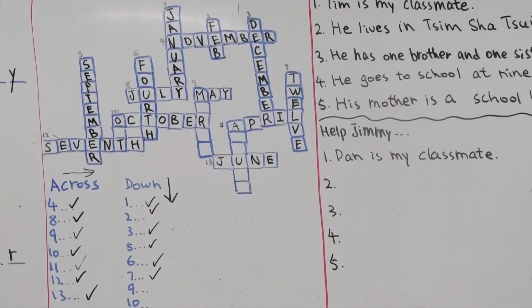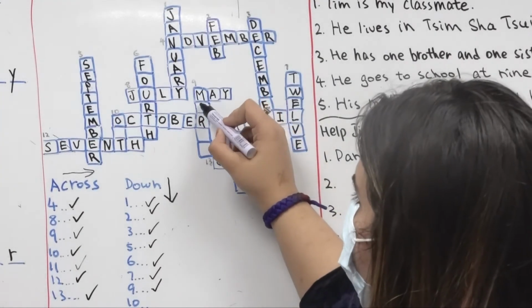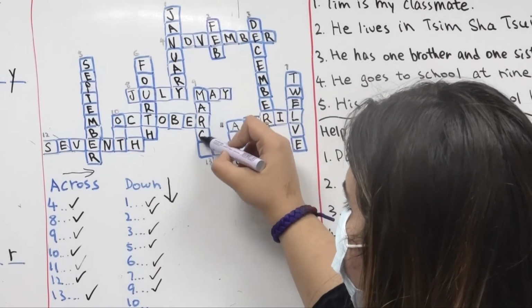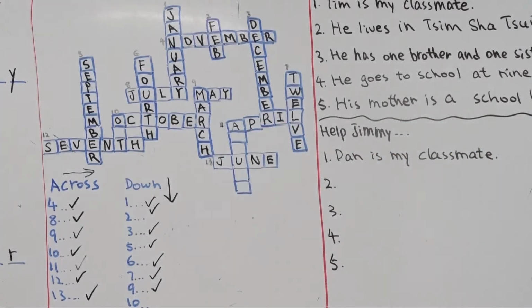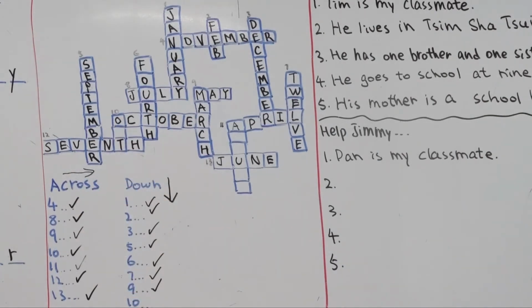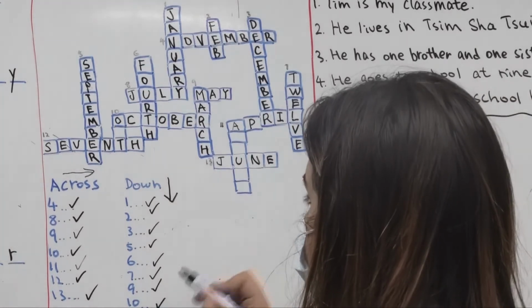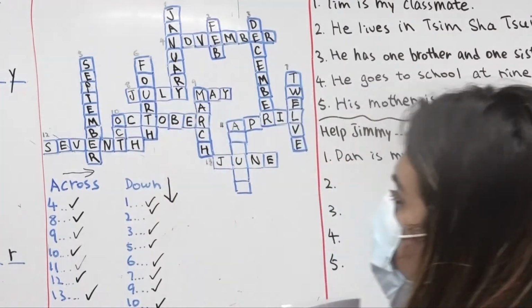Next one? Down number 9. The third month of the year is March. March. M-A-R-C-H. Alright, down number 10. The abbreviation of the 10th month. So that is October, as you know. October. So that is O-C-T.